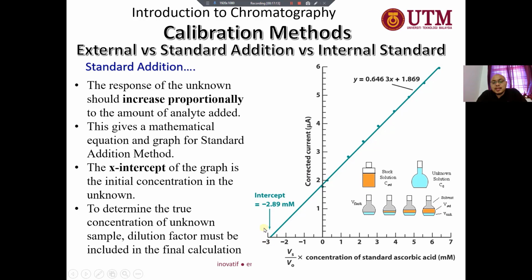So for example, we calculated here about 2.89, right? 2.89, you must multiply by 5, which is the dilution factor in this situation. So we will get the final, or the true, concentration of the unknown sample. This is the most important thing in the final calculation of the standard addition. If you forget about this, you will not get a true concentration of your sample.